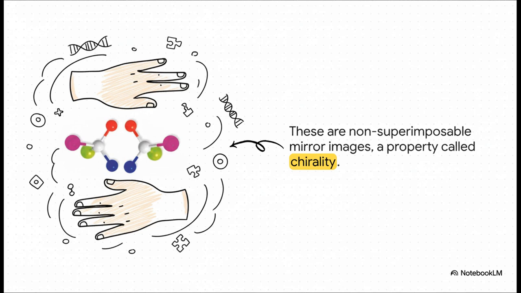Think about it like this. Just like your left and right hands, some molecules are mirror images that you just can't stack perfectly on top of one another. This property is called chirality, or you could just call it handedness. And while it might seem like a tiny detail, it is absolutely fundamental. It governs how molecules fit together, and it's the difference between a drug that works and one that doesn't, or even whether life can exist at all.